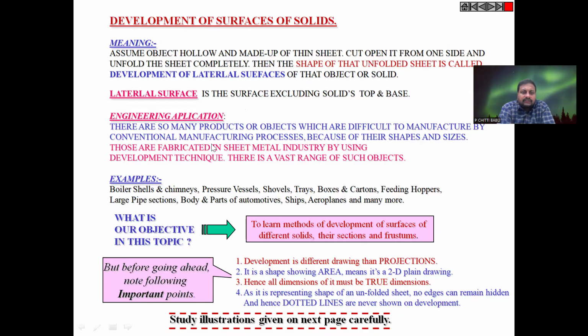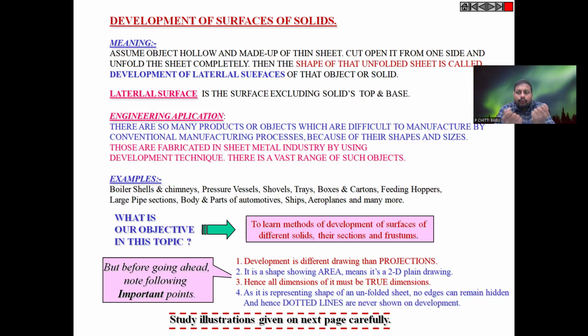So engineering applications, there are so many applications. There are so many products or objects which are difficult to manufacture by conventional manufacturing processes because of their shapes and size. So those are fabricated in the sheet metal industry by using development techniques. There is a vast range of such objects. The best example of the development of solids is the sheet metal industry. It is difficult to shape them, as we have different shapes and sizes.